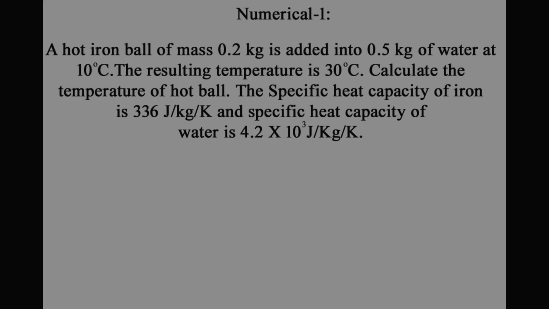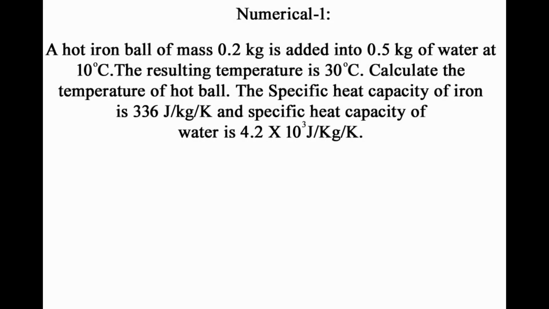statement part. The statement says, a hot iron ball of mass 0.2 kilograms is added into 0.5 kilograms of water at 10 degrees Celsius. The resulting temperature is 30 degrees Celsius. Calculate the temperature of the hot ball. Specific heat capacity of iron is 336 joules per kilogram per Kelvin and specific heat capacity of water is 4.2 into 10 power 3 joule per kilogram per Kelvin.